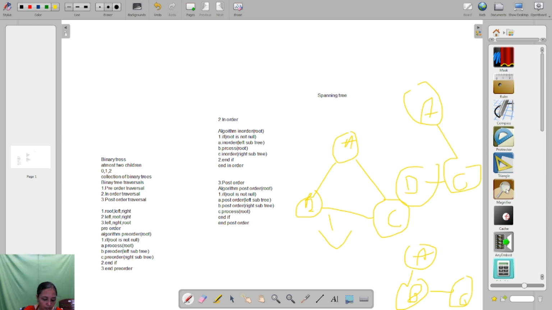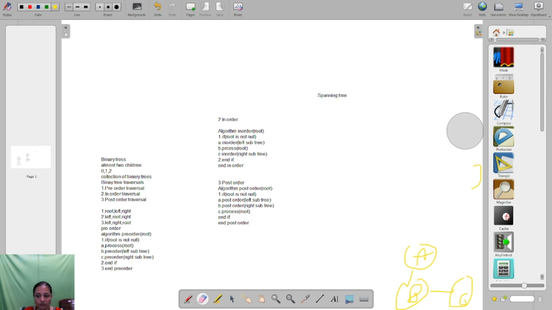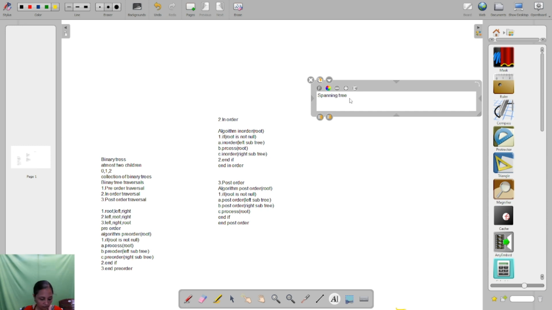Okay. So then you find the weight of a spanning tree. What is the meaning of the weight of the spanning tree? That one is W of T. Weight of spanning tree is denoted by W of T. That is called the weight of the spanning tree.